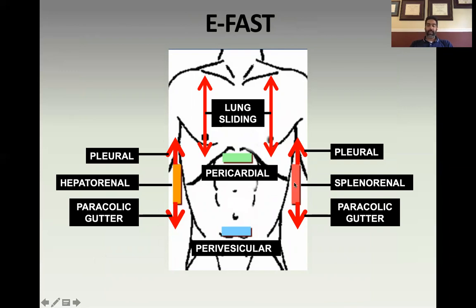Same thing on the left side: splenorenal space, left pleural, left paracolic gutter, then your perivesicular space, your subcostal cardiac view, and then finally you do 2 scan lines in the mid-clavicular line to look for evidence or lack of lung sliding. So in that way, your EFAST is helping you identify free fluid or blood in the belly, around the heart, in the pleural space, and also to rule out pneumothorax.